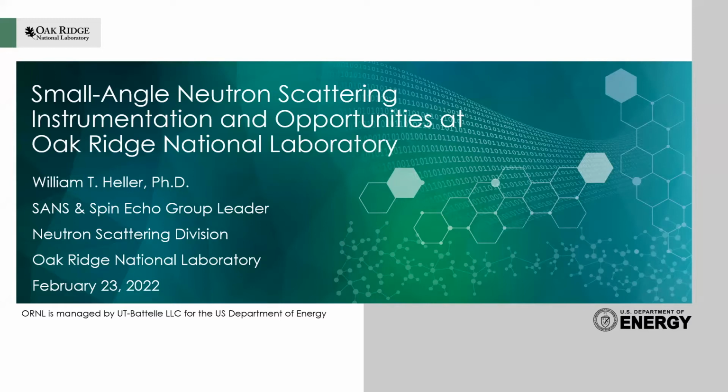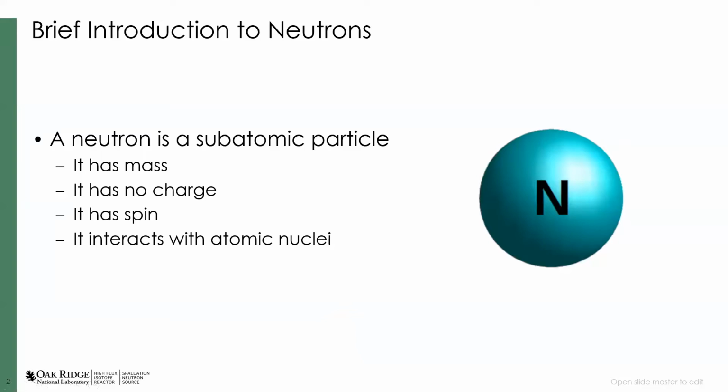The title of the talk is Small Angle Neutron Scattering Instrumentation Opportunities at Oak Ridge National Lab. And I will start with a very brief introduction, because I didn't know necessarily who was going to be in the audience. I assumed that there would be a lot of people who spend a lot of time at synchrotron facilities and are not necessarily familiar with neutron scattering techniques. So, I will start with the really basic stuff.